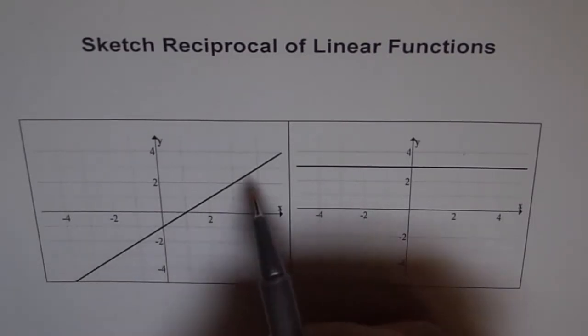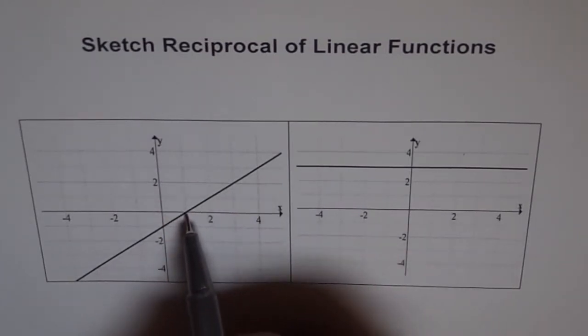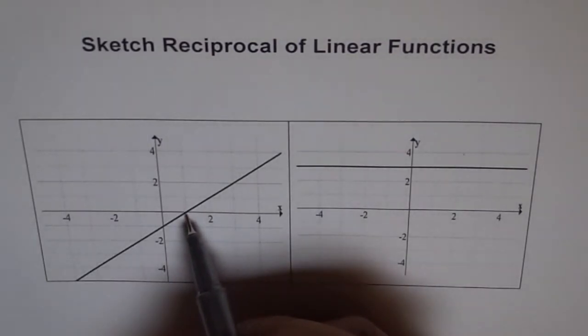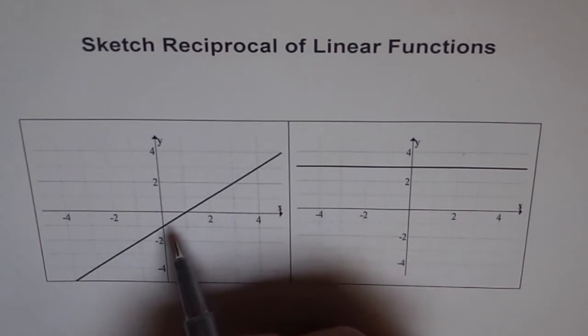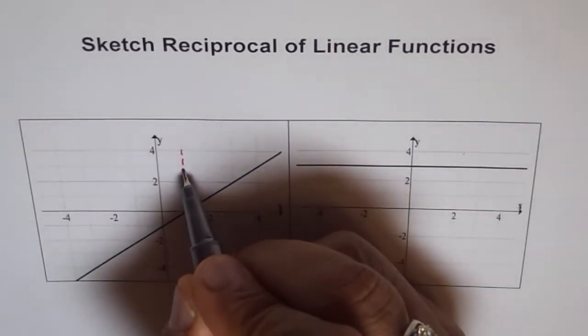First, this is a line, and when you have to draw a reciprocal of a function, then first thing you have to look for is x-intercepts. So for this line, we have x-intercept here at 1. So 1 over 0, x-intercept means y value 0, right? So 1 over 0 will be reciprocal. So 1 over 0 is not defined. It's a very, very large number. So we have a vertical asymptote here.